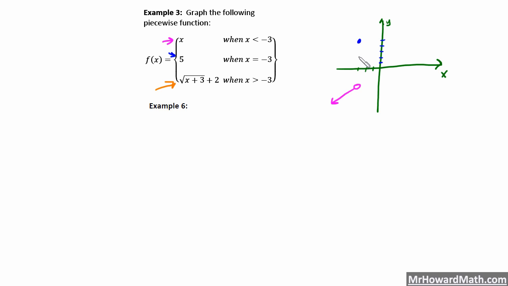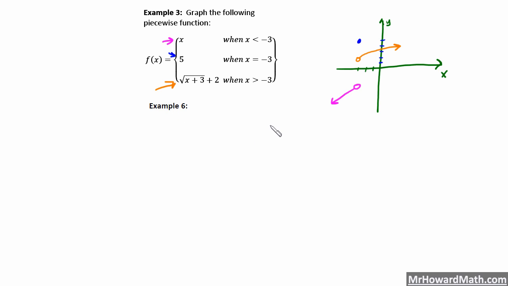So left 3, up 2, it's going to start right here, and it's for when x is greater than negative 3, so I'm going to have an open circle here, it's not filled in, and then I just graph in my square root function like that. Exactly where it crosses, I'm not sure, we could figure that out, but I'm not going to mess with that right now. But that's basically what this would look like.